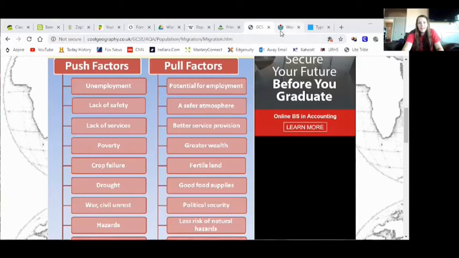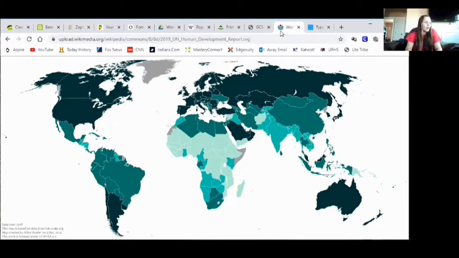So here is 3.3 for geography. The first concept that I'm going to talk to you guys about is something that's called a human development index. So this is basically a map that shows the human development across the world. The countries that are darker are more developed. The countries that are lighter are less developed.